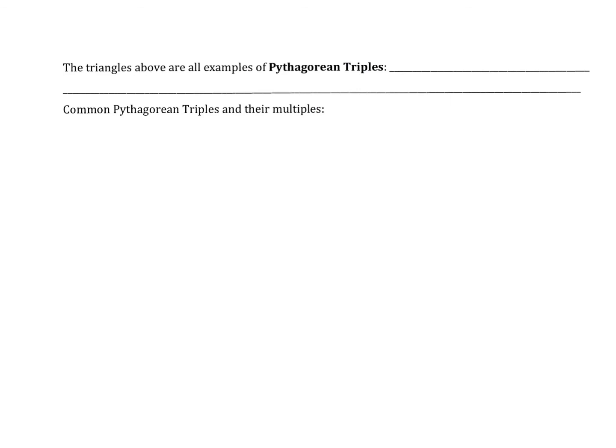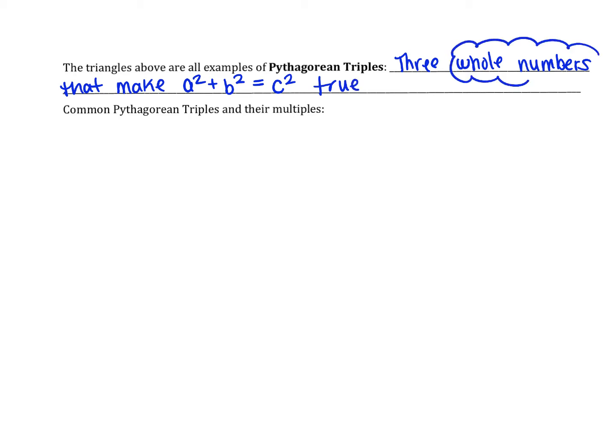So all of the triangles above are examples of Pythagorean triples. So what that means is that we have 3 whole numbers that make a squared plus b squared equals c squared true. So they have to be whole numbers. So let's look at some common Pythagorean triples.